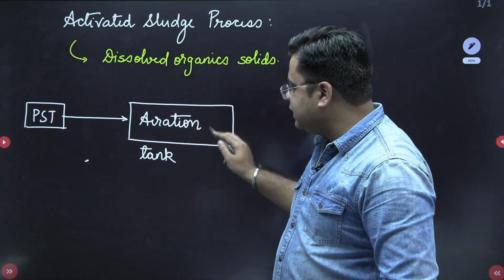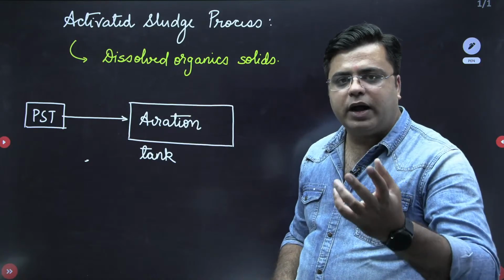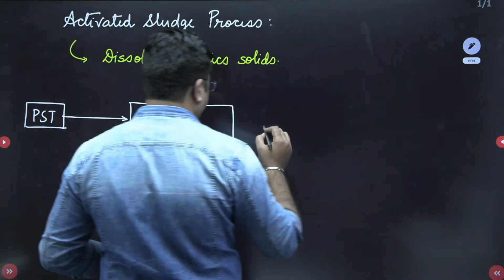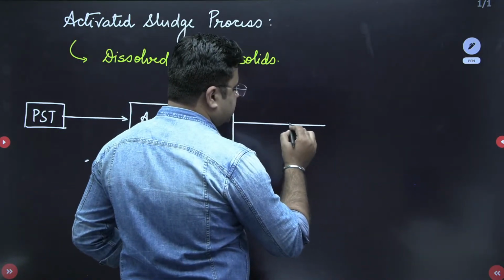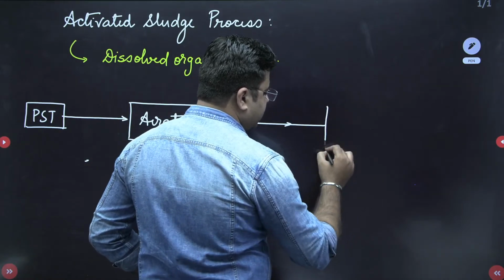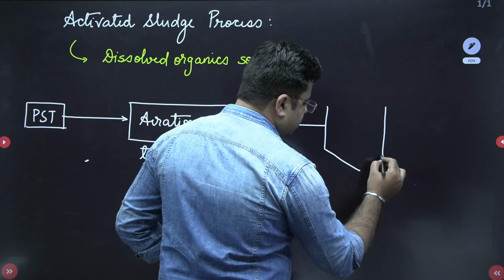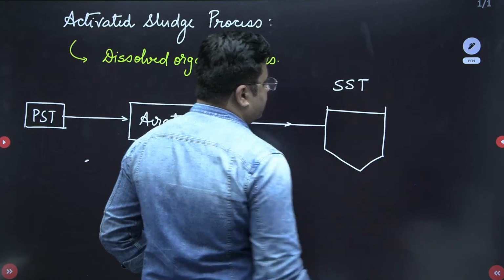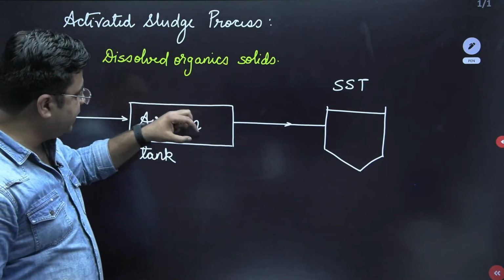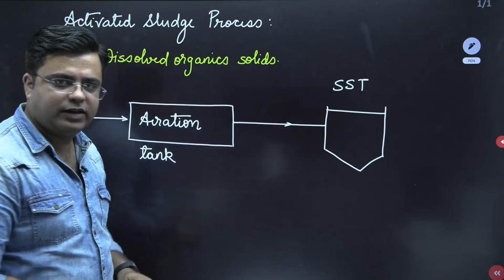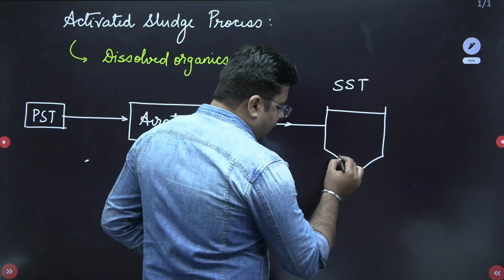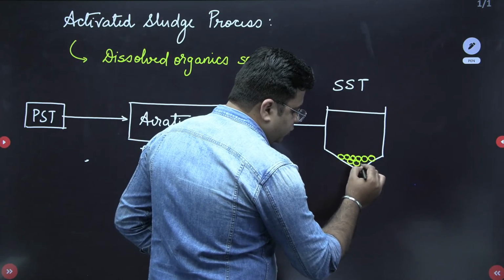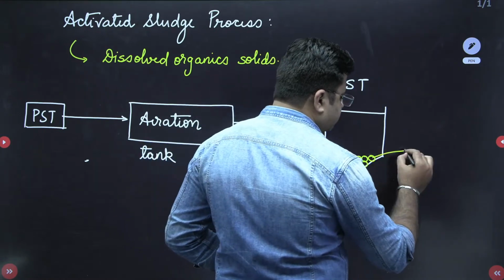After decomposition inside the aeration tank, whatever biomass is produced is settled in the secondary sedimentation tank. So from the aeration tank, the wastewater is taken to the secondary sedimentation tank where this biomass is settled. So this is my secondary sedimentation tank, where whatever biomass is produced inside the aeration tank is settled. At the bottom of the secondary sedimentation tank, this is the sludge which is produced, and this sludge is of biomass.